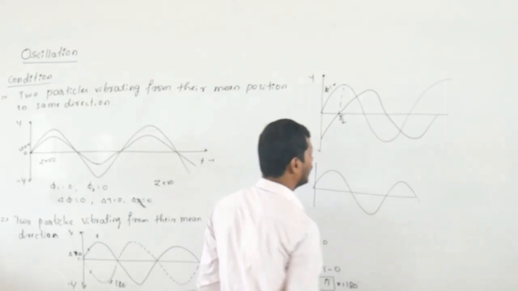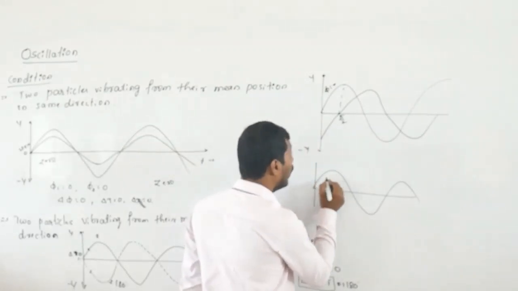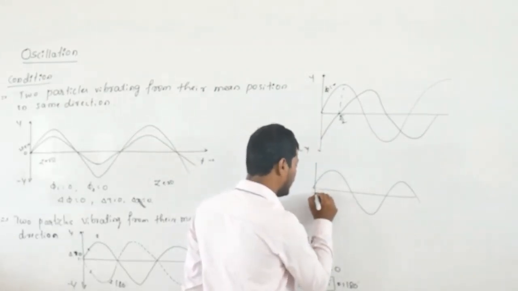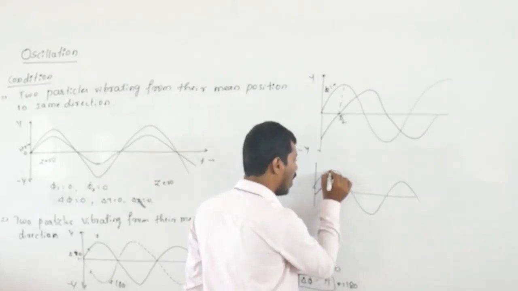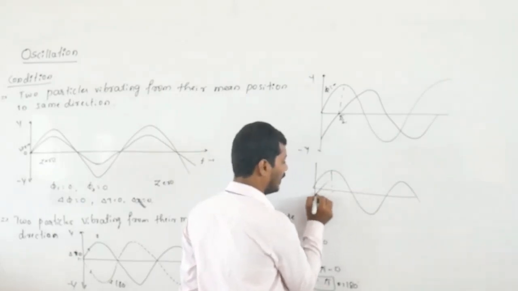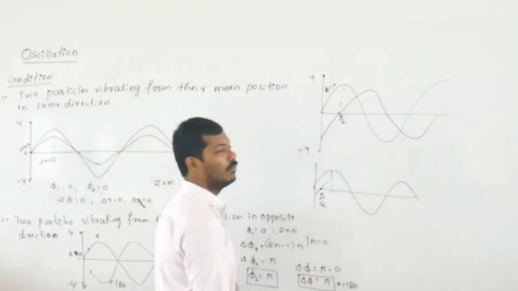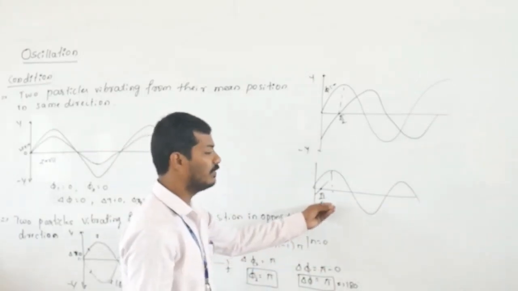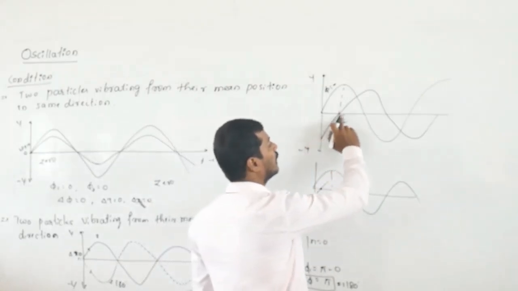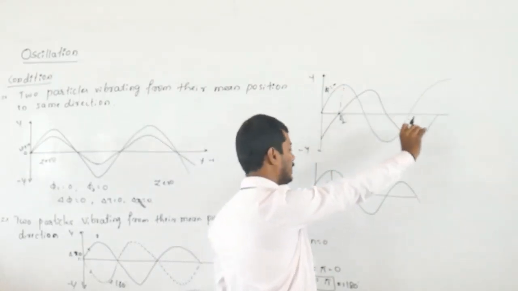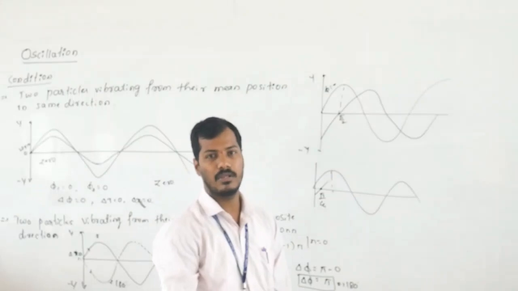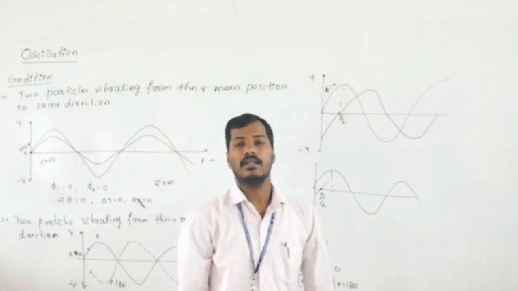Where does it start from? One is moving from its mean position, another one is moving from a position just like this. It is half of the 90 degrees. Half of 90 is here. Then the phase difference is pi by 4. Like this, where it cuts the time axis, that is the phase difference of those. Okay?